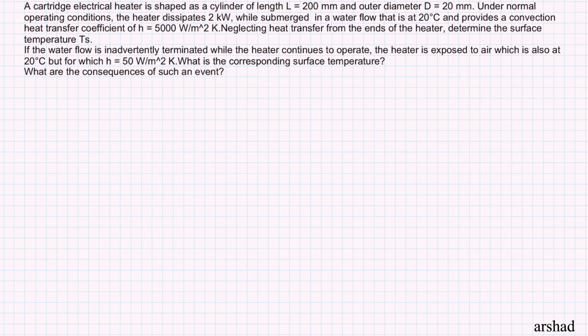So the problem says that there is a cartridge electrical heater which is shaped as a cylinder of length L equals 200 millimeters, and the outer diameter of the cylindrical shaped cartridge electrical heater is 20 millimeters. Under normal operating conditions, the heater dissipates 2 kilowatts and it is submerged in a water flow that is at 20 degrees Celsius and provides a convection heat transfer coefficient of h equals 5000 watts per meter squared Kelvin. Now if we neglect heat transfer from the ends of the heater, can we determine the surface temperature Ts?